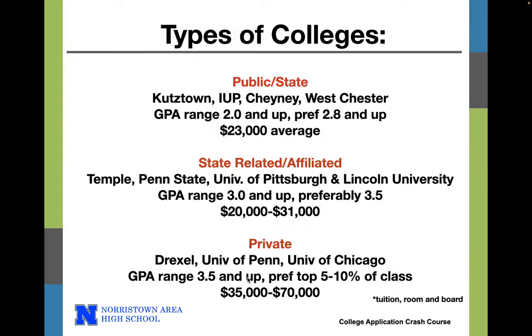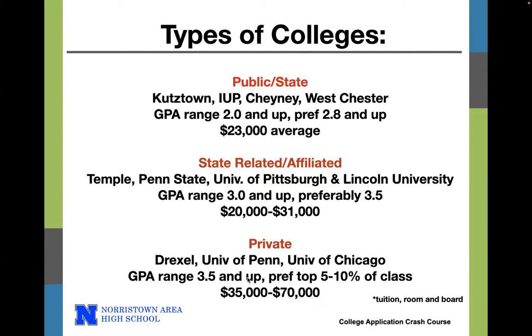Okay. This is on the last presentation, so I'm just going to go through here quickly. If you want to take a picture of this, this just gives you an idea of averages that they're looking for, and an average of how much the tuition, room and board is. So of course, the public is the least expensive. State related is in the middle.